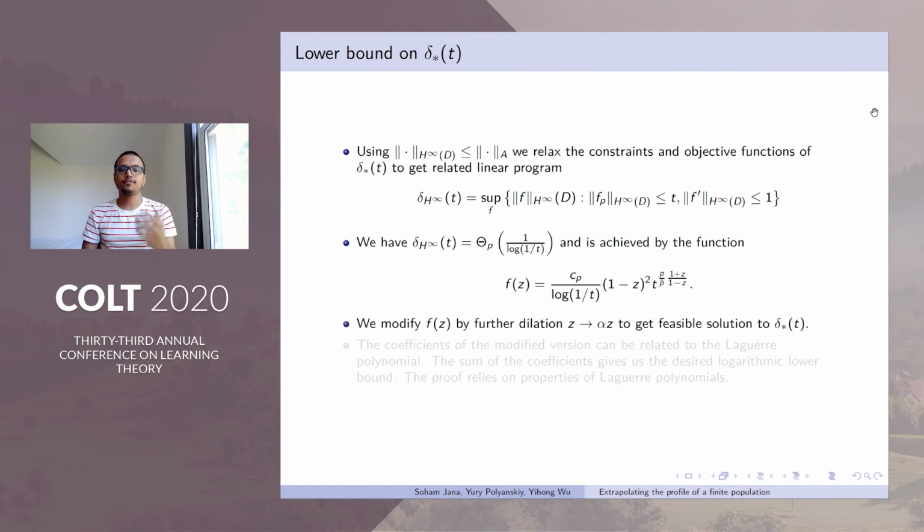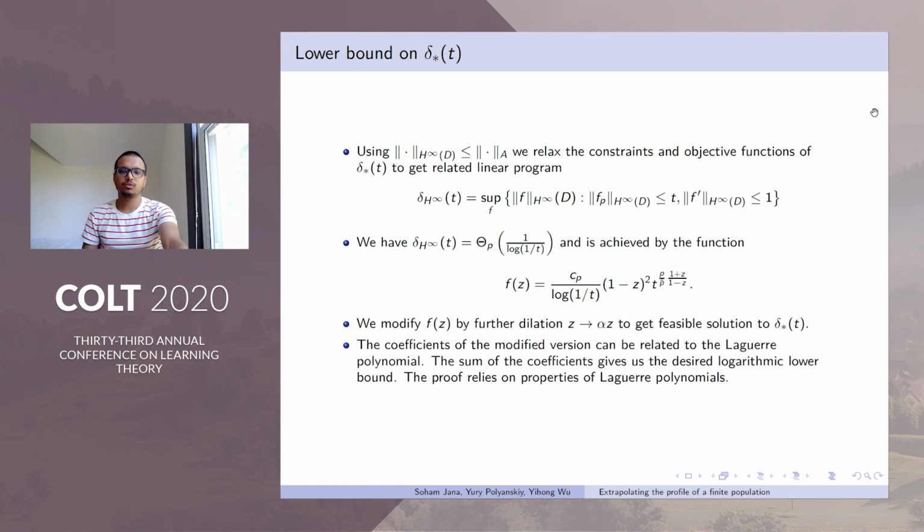We then just modify the exponential function by some linear transformation to get a feasible solution to delta star. Finally, we note that the coefficients of the modified function can actually be related to the Laguerre polynomials, and then we just use the properties of the Laguerre polynomials to get a good lower bound on delta star.